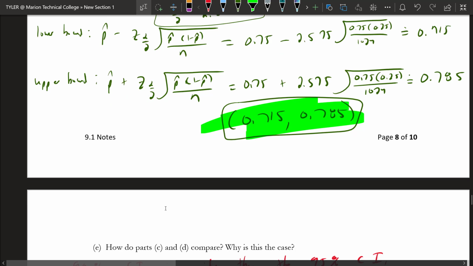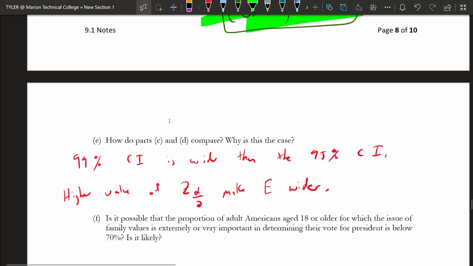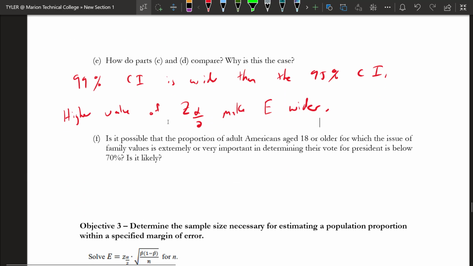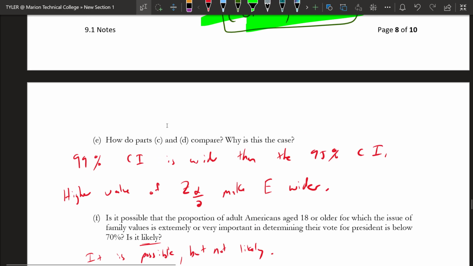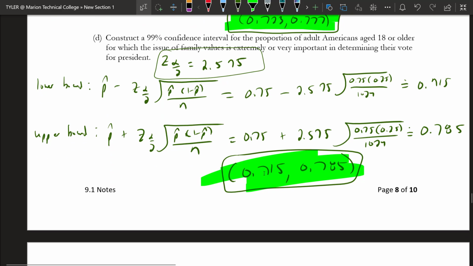Then what it's asking is, is that possible? And yes, it's possible, right? It is possible, but not likely, right? And that's what that question is asking about, right? So if we're 95 or 99% confident that my population proportion is going to be in between these two values, it's possible that it's actually outside of this range, right?